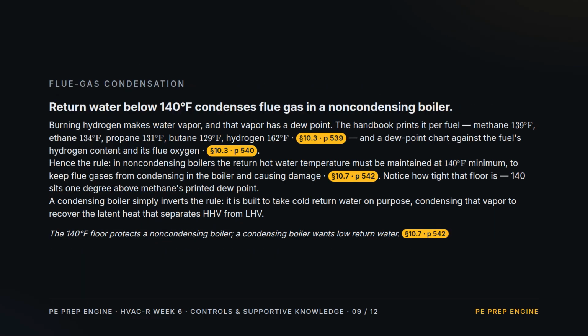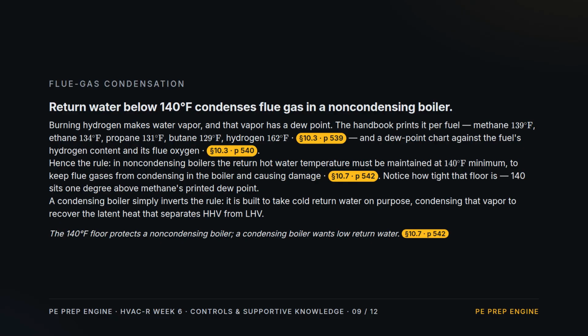Flue gas condensation. Burning hydrogen makes water vapor, and that vapor has a dew point. The handbook prints it per fuel: methane 139, ethane 134, propane 131, butane 129, hydrogen 162, plus a chart against the fuel's hydrogen content and its flue oxygen. Hence the rule: in a non-condensing boiler, the return hot water temperature must stay at 140 minimum to keep flue gases from condensing inside the boiler and causing damage. Notice how tight that floor is, 1 degree above methane's printed dew point.